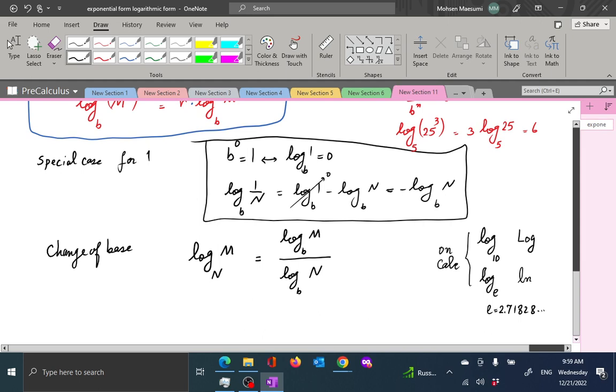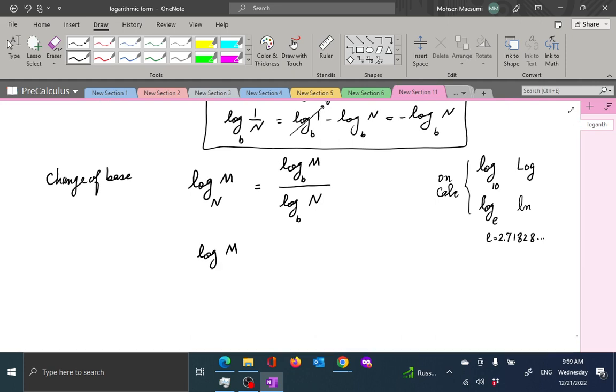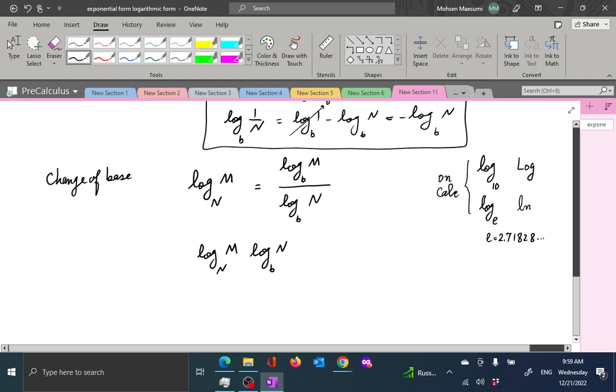Now in the common base b, so b can be 10, can be e, could be actually anything. So this is called the change of base formula. Sometimes it's written the other way. If you cross multiply, you get the logarithm of m in base n times the logarithm of n in base b is the same as the logarithm of m in base b. So if I cross multiply this, I get that.